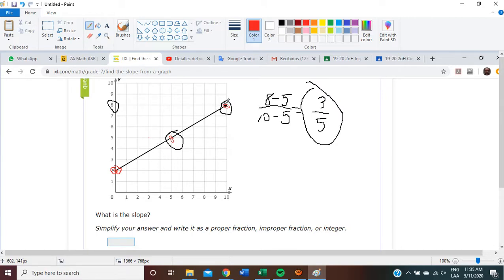Let's check. So it's 8 minus 2 and 10 minus 0. Okay, so 8 minus 2 equals 6. 10 minus 0 equals 10. We can reduce this. Half of 6 is 3. Half of 10 is 5. You see? The result is the same. So you can choose this and this, this and this, this and this. Okay, any of these three options.